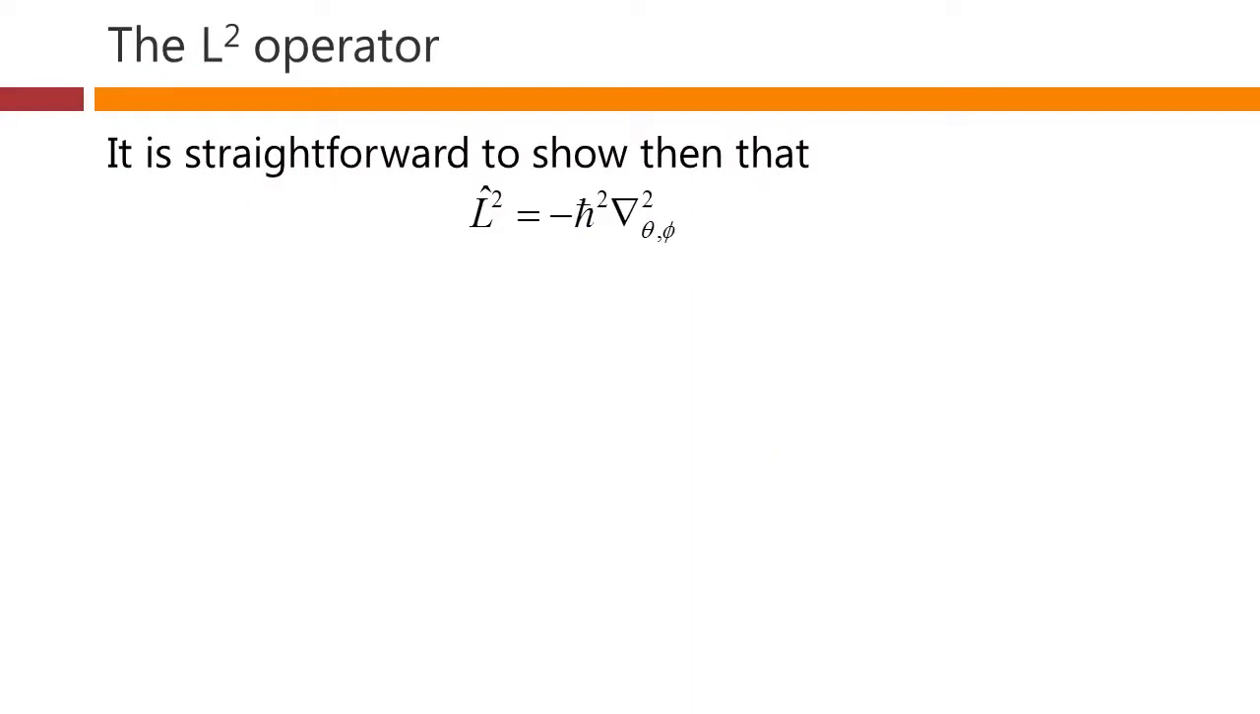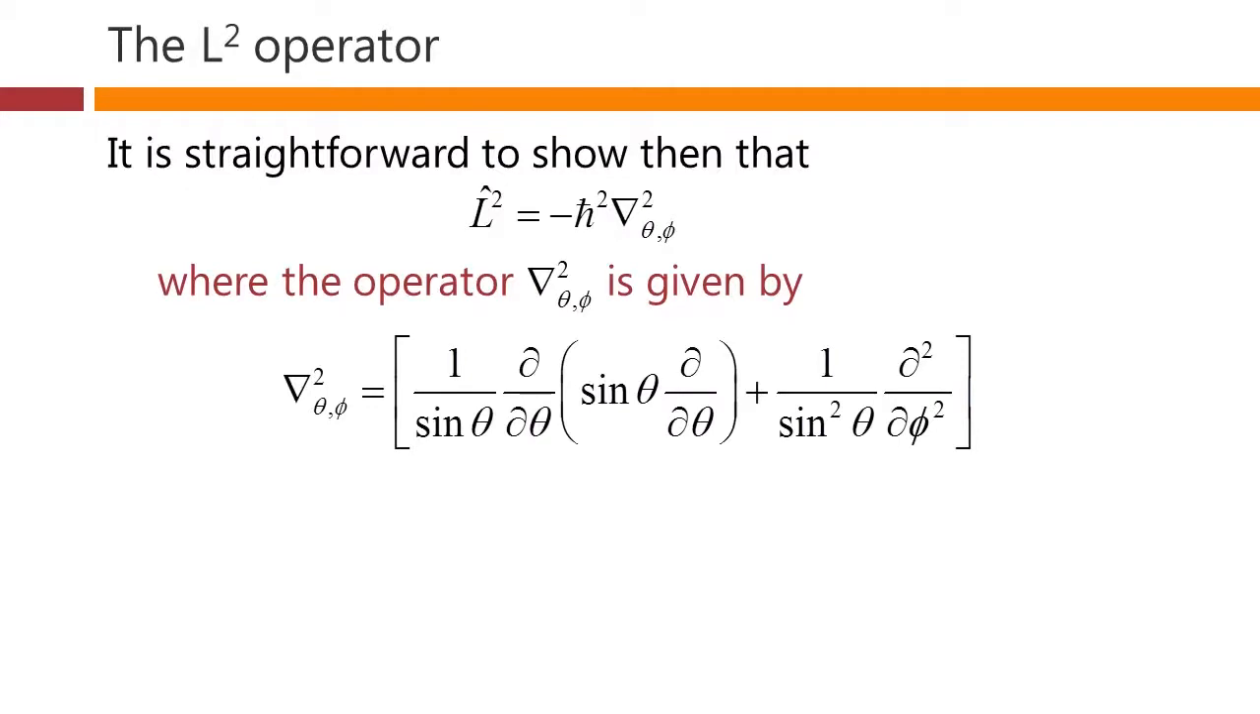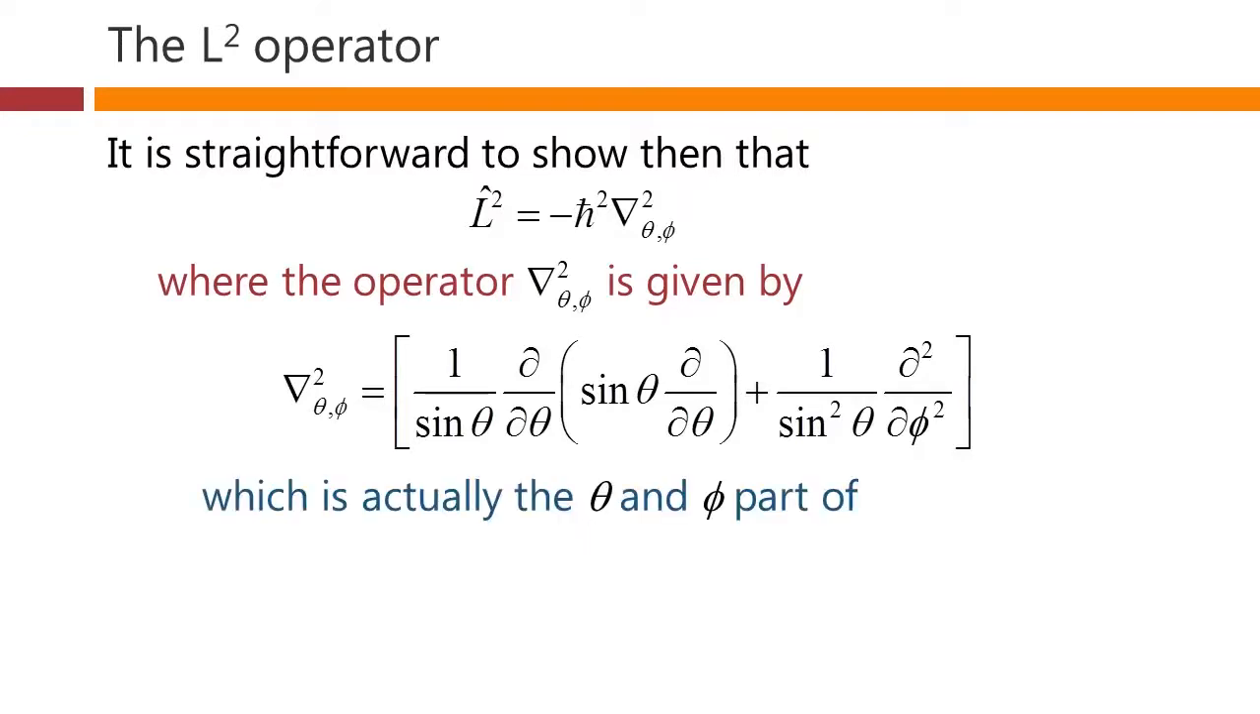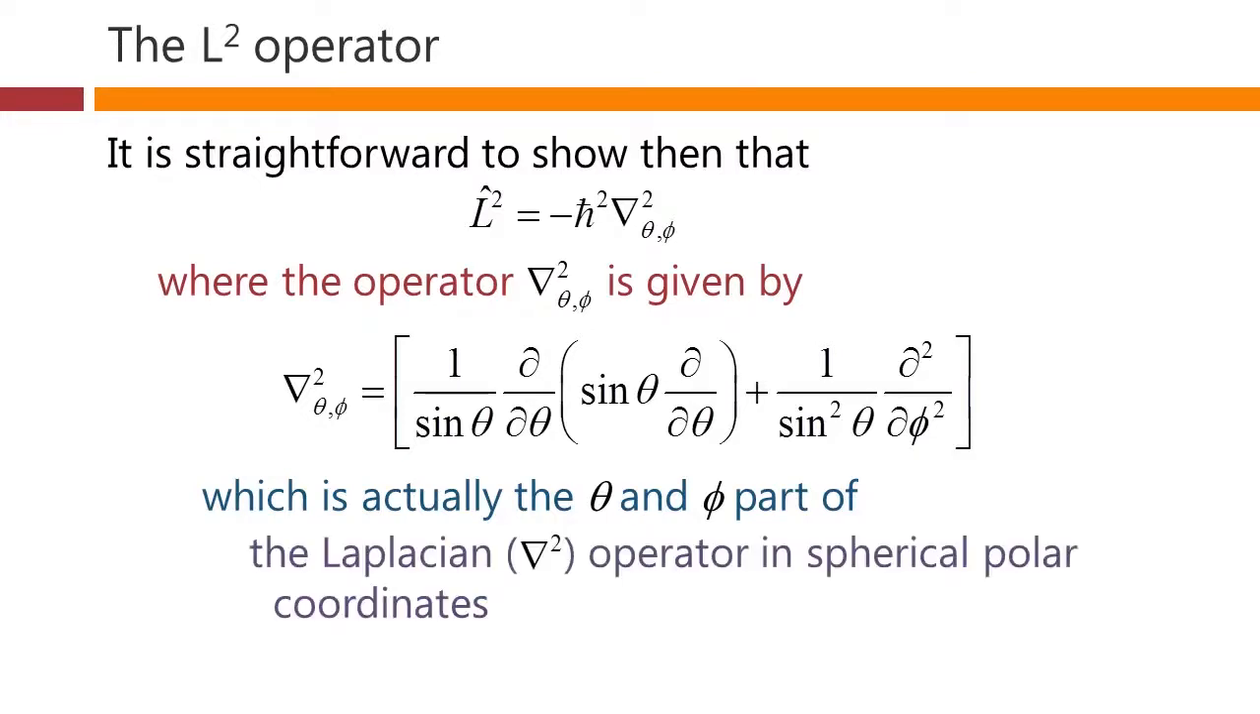Now, it's straightforward, although it takes a bit of algebra, to show that we can write this L squared operator as minus h bar squared times another operator, which we could call del squared of theta and phi, where that operator is given by this rather frightening looking expression here, but it's actually fairly straightforward. And this expression, which as I said we could derive merely by working through the algebra, is actually the theta and phi part of the Laplacian operator if we choose to express it in spherical polar coordinates. That's why we call this del squared theta phi.